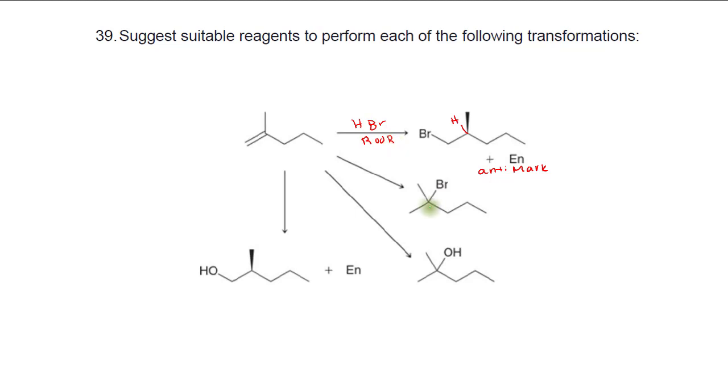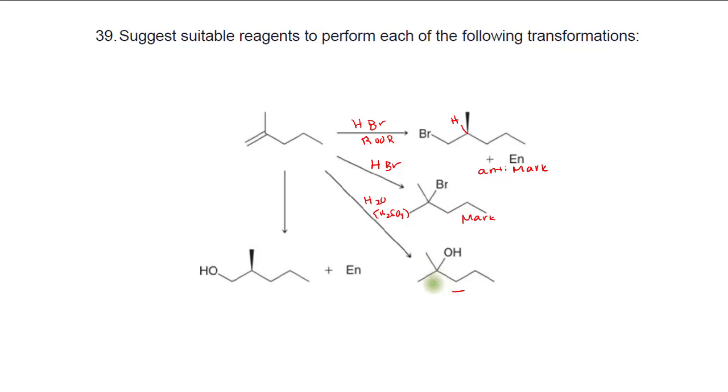And then in the second one, our Br is at the more substituted carbon. This is the Markovnikov product. So we can just use HBr here. With this alcohol, we have an alcohol going to the more substituted position. You can use H2O with catalytic H2SO4.